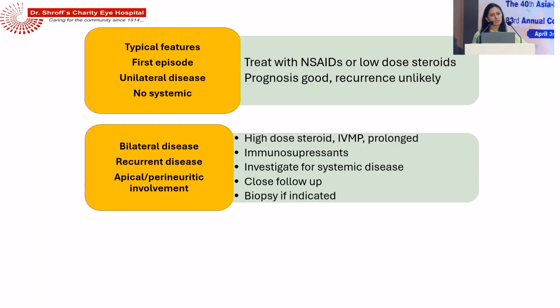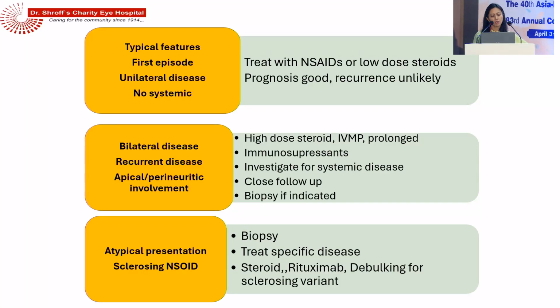But if it's a bilateral disease, there is a recurrent disease, or it's an atypical pattern of inflammation like what we saw, or it's a perineuritic inflammation where the optic nerve or the visual function is affected, high-dose steroid is the treatment of choice. So IVMP is the treatment of choice. Many of them will need immunosuppressants depending again on the severity of the inflammation. We need to investigate for systemic disease, keep the patient on close follow-up, and if it's coming back, typically more than 2 or 3 recurrences per year is an indication for going for biopsy. And if on biopsy we find a specific cause like Wegener's or sarcoidosis or any other cause, we then treat the specific cause for the inflammation. So I think I'll stop here, and thank you very much.